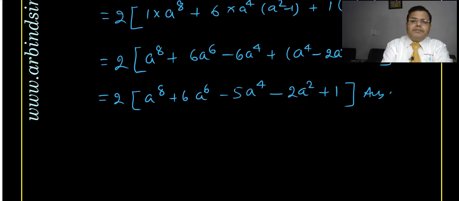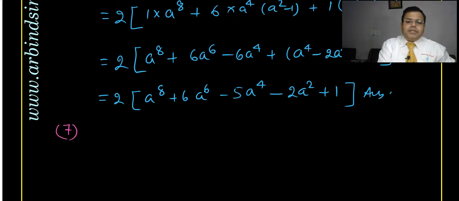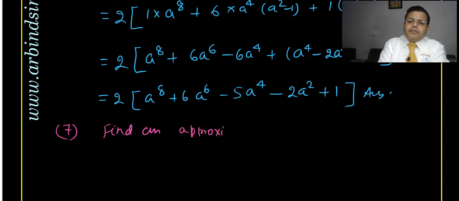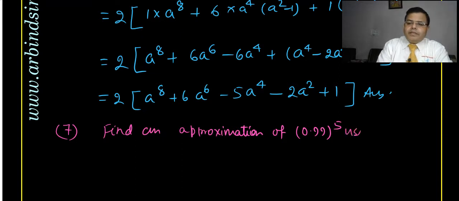This is a quick method. Now the next question, question number 7. They ask to find an approximation of (0.99)⁵ using the first 3 terms of the expansion.